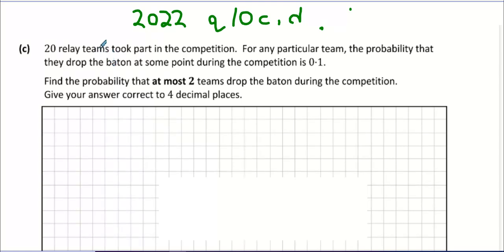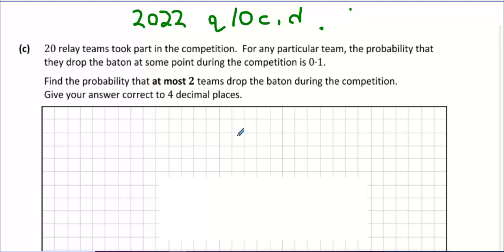20 relay teams took part in the competition. For any particular team, the probability that they drop the baton at some point during the competition is 0.1. Find the probability that at most two teams drop the baton during the competition. Give your answer correct to 4 decimal places.